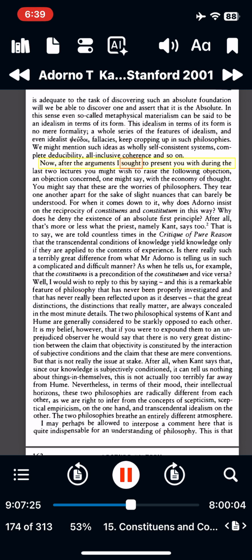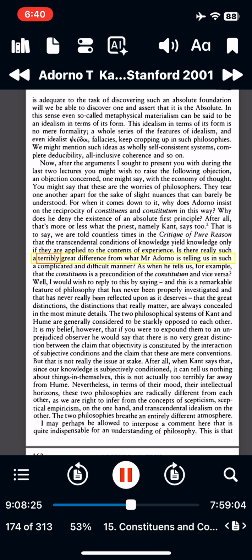Now, after the arguments I sought to present you with during the last two lectures, you might wish to raise the following objection, an objection concerned, one might say, with the economy of thought. You might say that these are the worries of philosophers. They tear one another apart for the sake of slight nuances that can barely be understood. For when it comes down to it, why does Adorno insist on the reciprocity of constituens and constitutum in this way? Why does he deny the existence of an absolute first principle? After all, that's more or less what the priest, namely Kant, says too. That is to say, we are told countless times in the Critique of Pure Reason that the transcendental conditions of knowledge yield knowledge only if they are applied to the contents of experience.